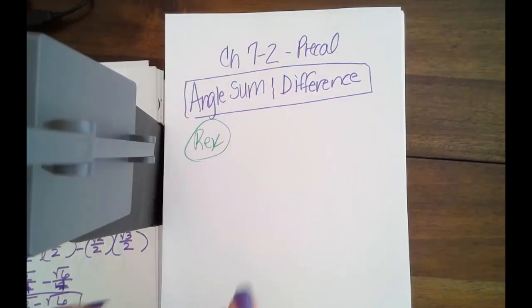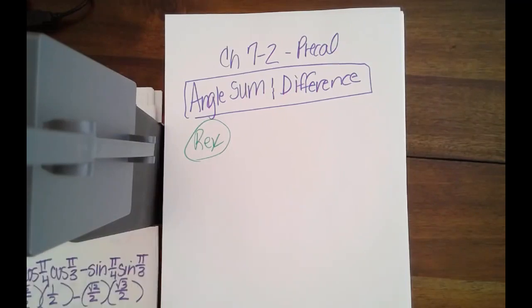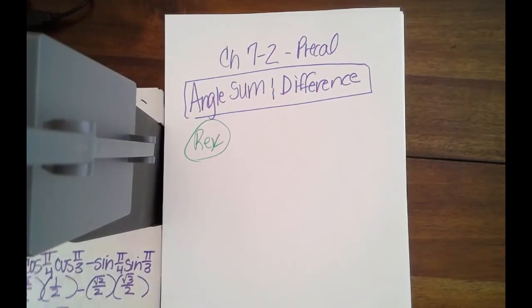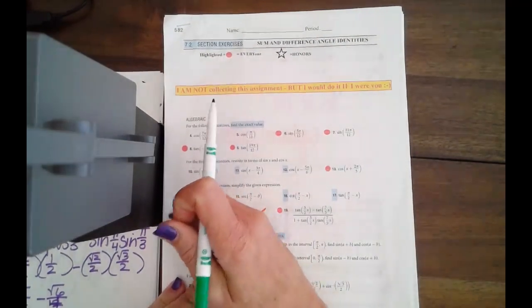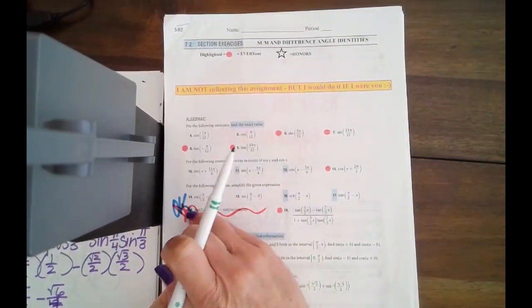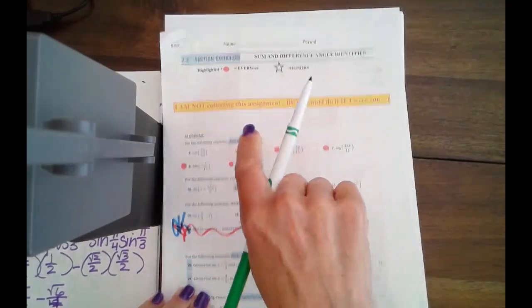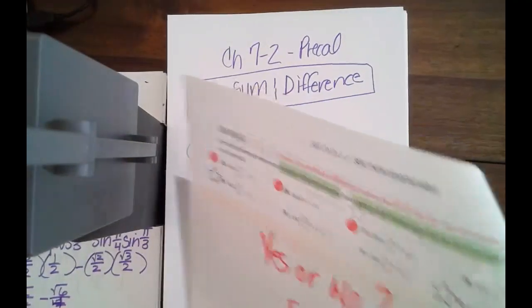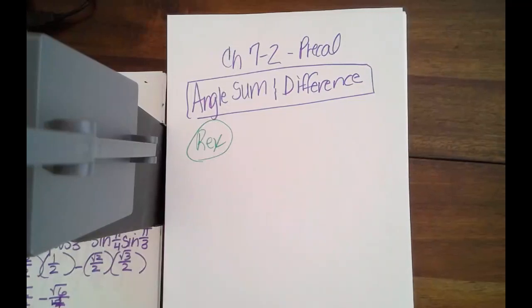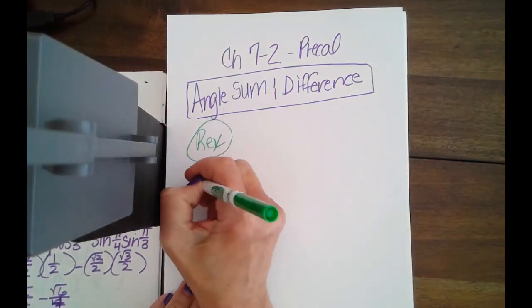All right, this is from your highlighted sheet. Your highlighted sheet looks like this. Here it says highlighted plus red dot for everyone and stars for honors, and it's a front and a back. I have posted that already under the assignments for Chapter 7-2, angle, sum, and difference identities. So that's what I'm pulling off of. All right, number 4. Let's start with that.